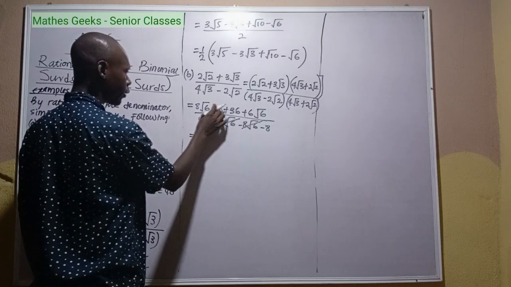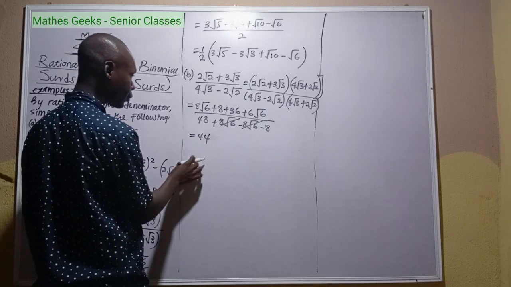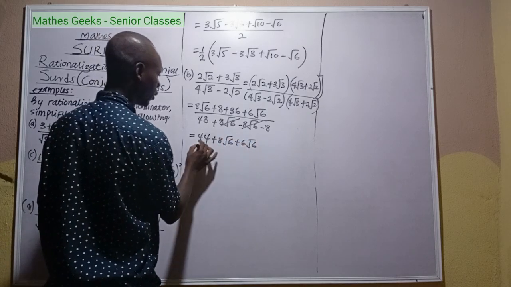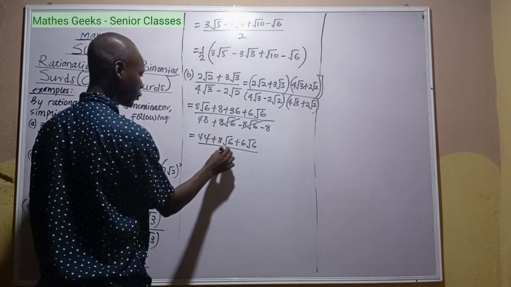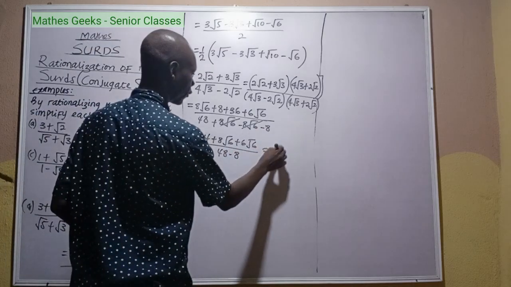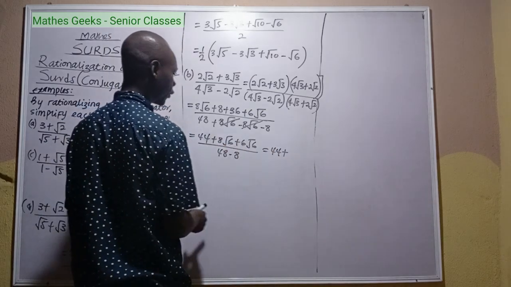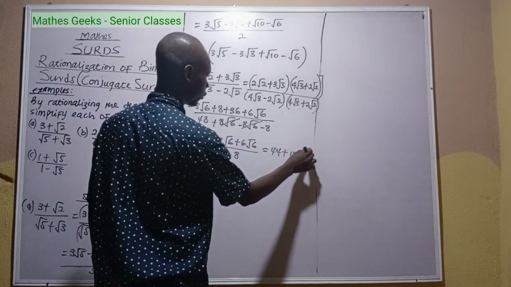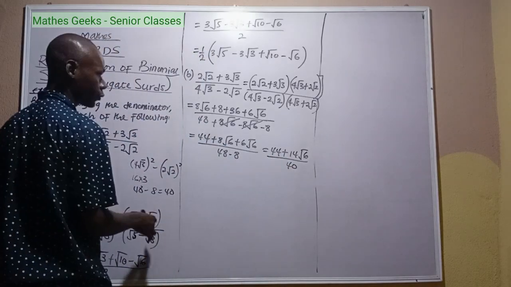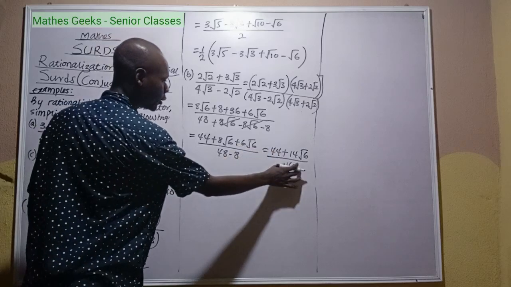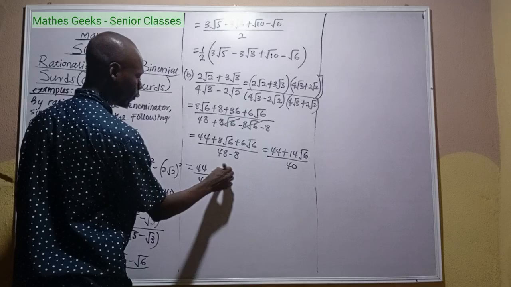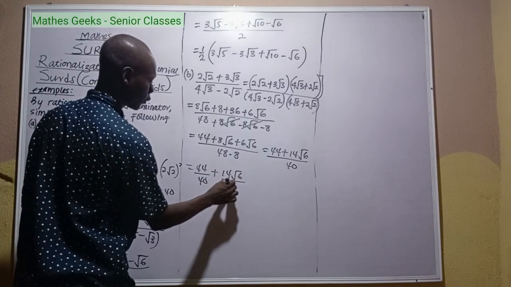So 8 plus 36 will give us 44. 44 plus 8 root 6 plus 6 root 6 over 48 minus 8. And this will give us 44 plus 8 plus 6 will give us 14 root 6 over 48 minus 8 will give us 40. So when you simplify further, this is a common denominator. That tells you that it's 44 over 40 plus 14 root 6 over 40.